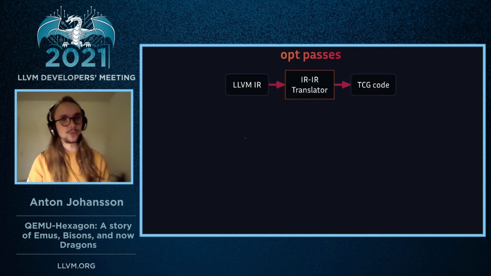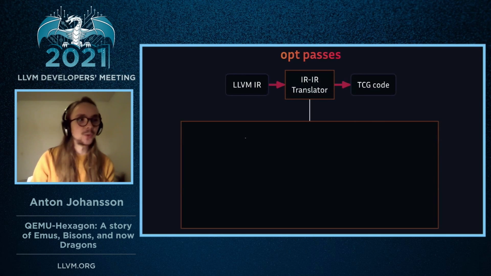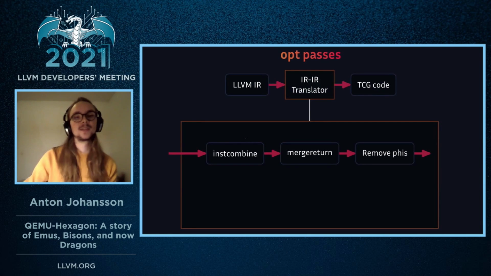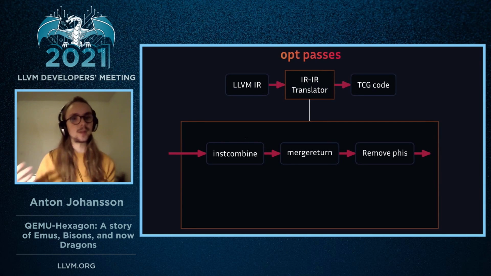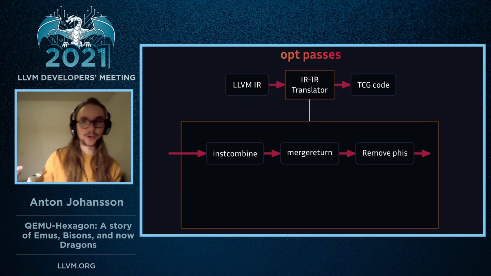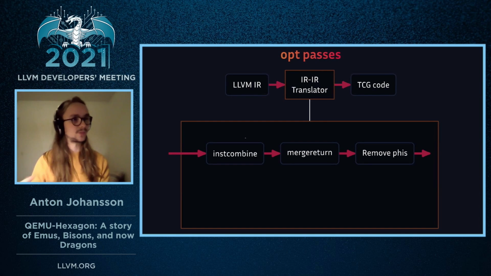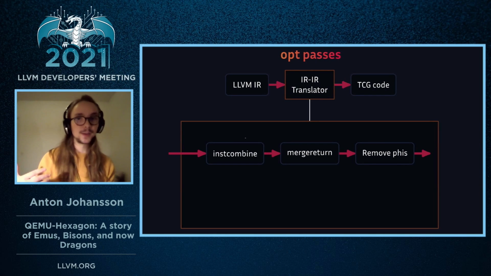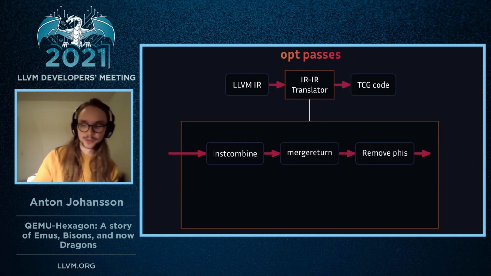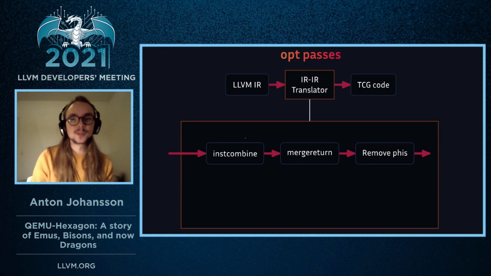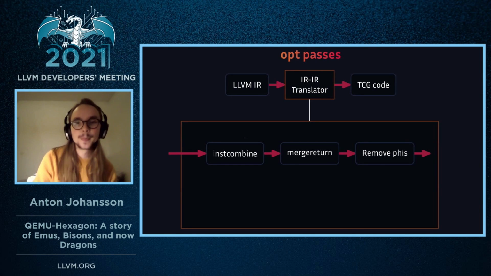Now, I briefly want to open up our translator here and show you the passes that it consists of. So we start out by feeding our LLVM IR through inst combine and merge return before we go into a pass that removes phi nodes. And we need to remove phi nodes because the output TCG code is not in SSA form. So we do not have things such as phi nodes and similar. So we need to remove them.